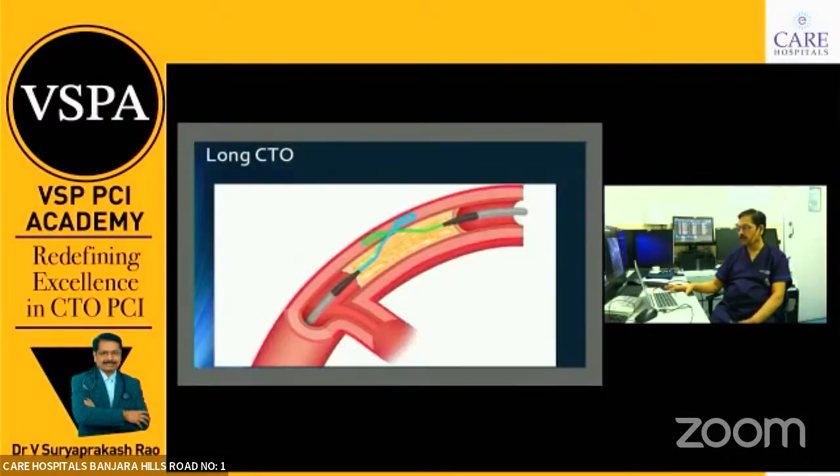Then long CTO, as I told you, knuckle wire is very useful. You don't cross with very hard wires over a long distance without knowing where you are directing. This is very important.